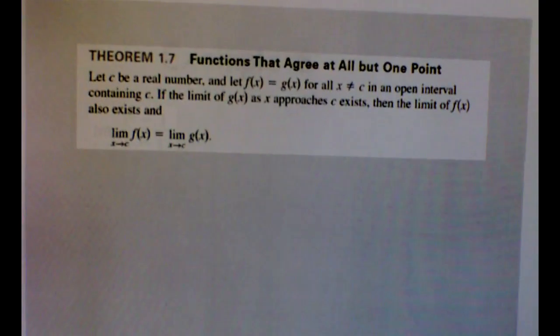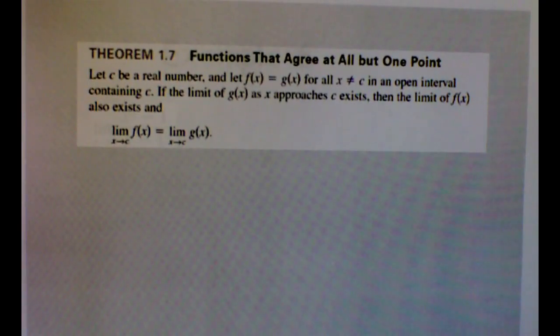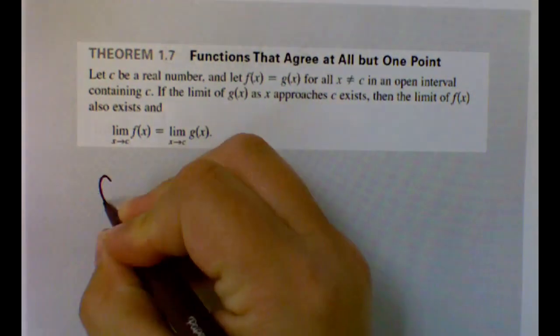Then we have functions that agree at all but one point. If c is a real number, and let f of x equal g of x for all x not equal to c in an open interval containing c. If the limit of g of x as x approaches c exists, then the limit of f of x also exists, and the limit as x approaches c of f of x is equal to the limit as x approaches c of g of x. Let me give you an example for this one.